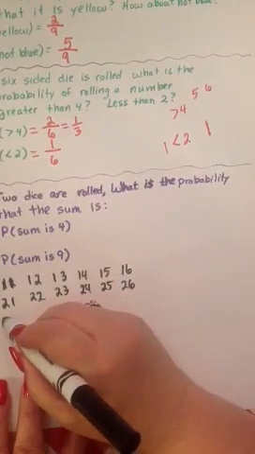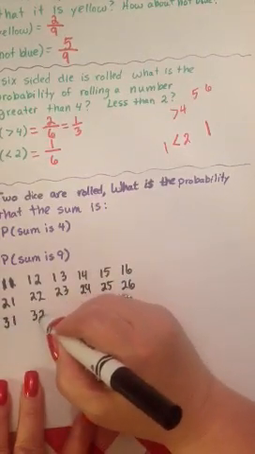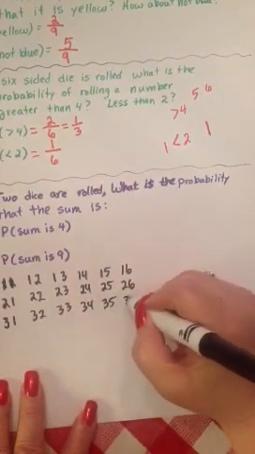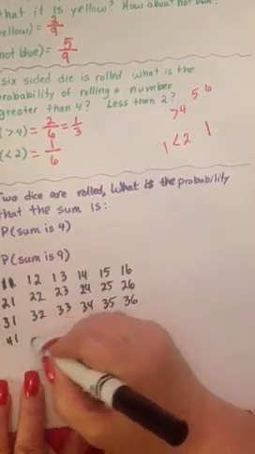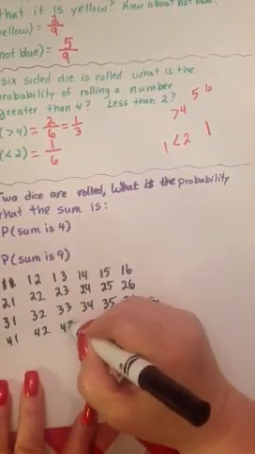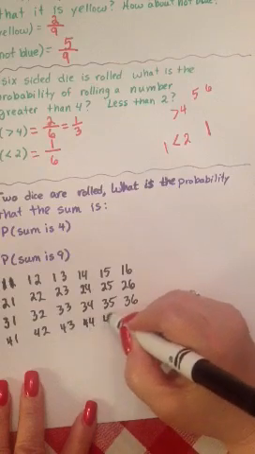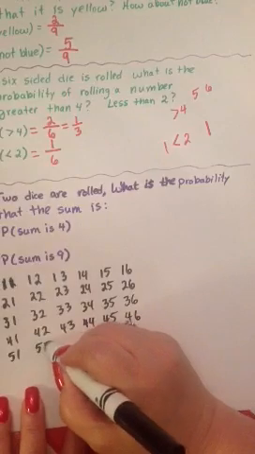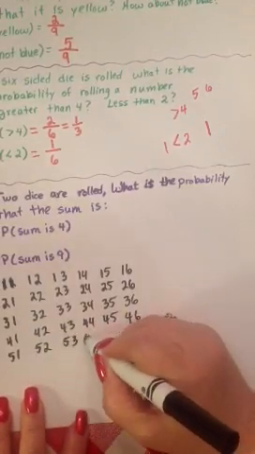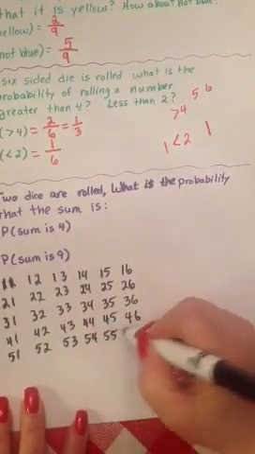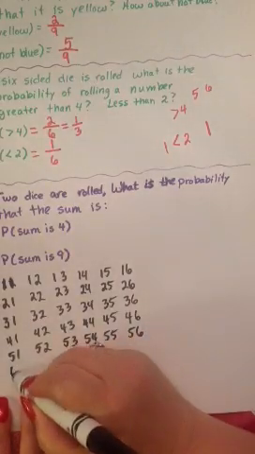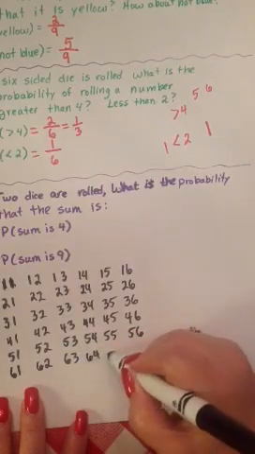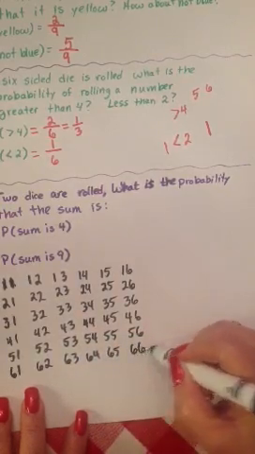Or the first number could be 3, so you get 3 and a 1, 3 and a 2, 3 and a 3, 3 and a 4, 3 and a 5, 3 and a 6. Or it could be a 4 and a 1, a 4 and a 2, a 4 and a 3, a 4 and a 4, a 4 and a 5, a 4 and a 6. Could be a 5 and a 1, a 5 and a 2, a 5 and a 3, a 5 and a 4, a 5 and a 5, a 5 and a 6. Could be a 6 and a 1, a 6 and a 2, 6 and a 3, 6 and a 4, 6 and a 5, and 6 and a 6.